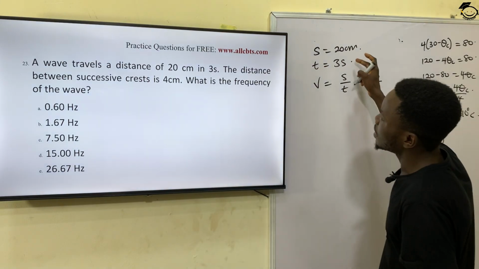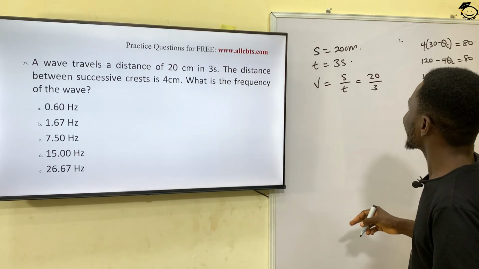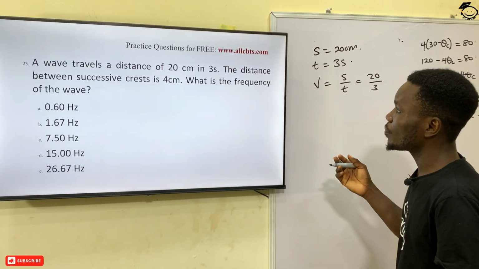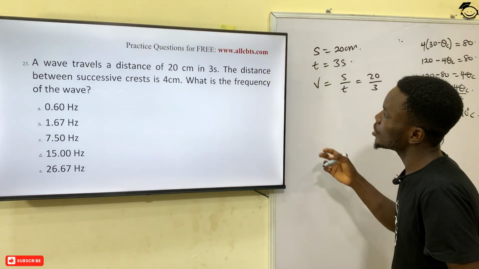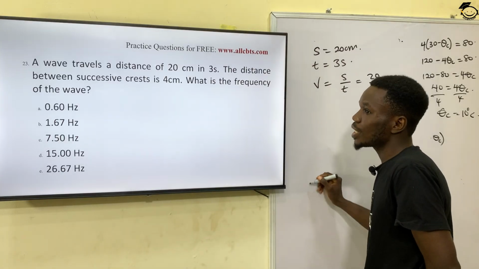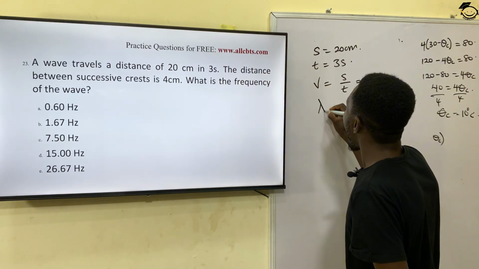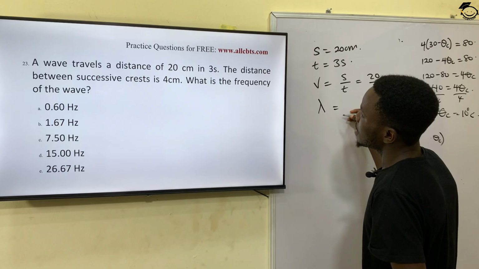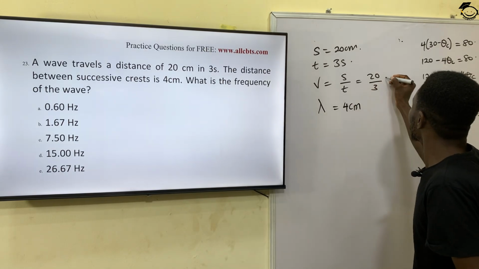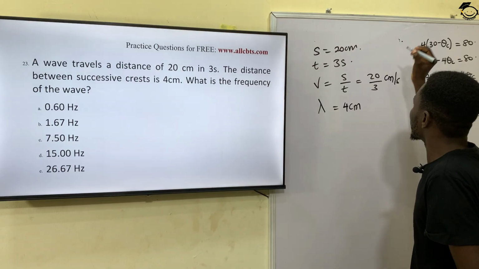Now, it is in centimeters here. I'm not converting to meters because looking at the question, you can see that the distance between successive crests is also in centimeters. The distance between successive crests is also called the wavelength. So our wavelength was also given in centimeters. So I have 4 centimeters. So this is in centimeters per second.